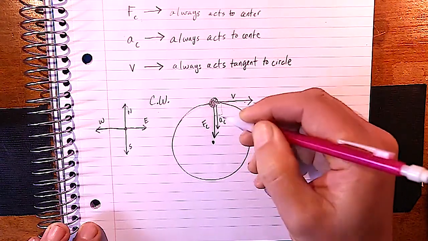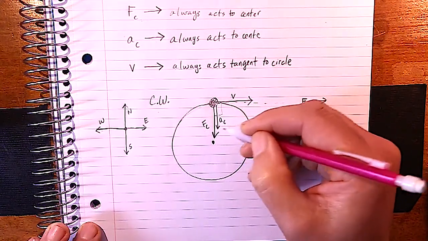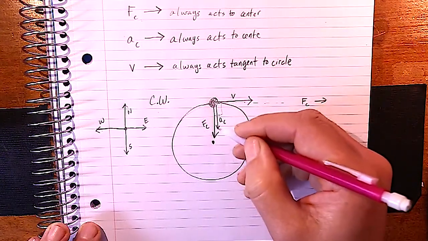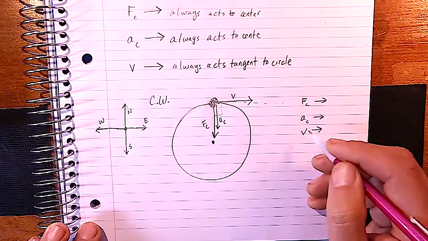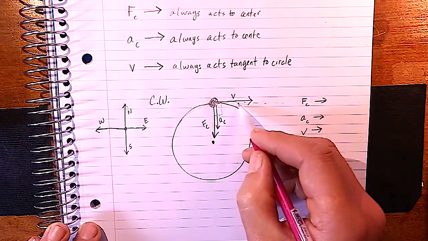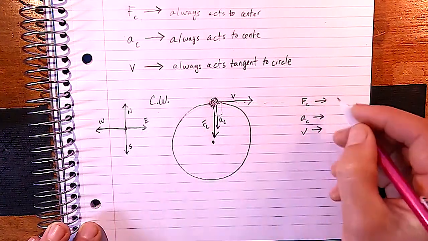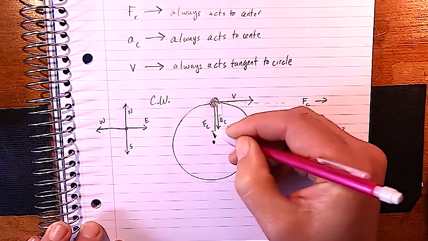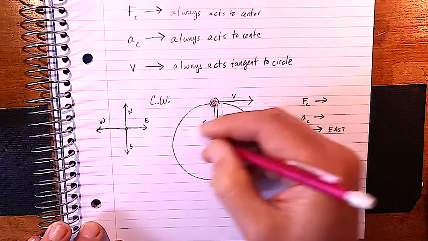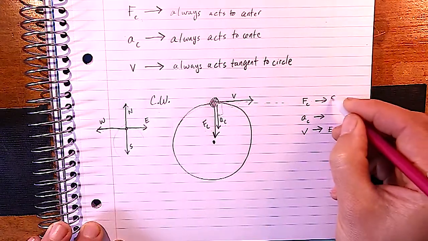Now, it really doesn't matter whether you make this vector shorter or longer. I'm just making it shorter so that we can see it more easily. But the key idea is that they're acting in the same direction. So what direction is velocity acting? It's acting to the east. What direction is centripetal force and centripetal acceleration acting? To the south.